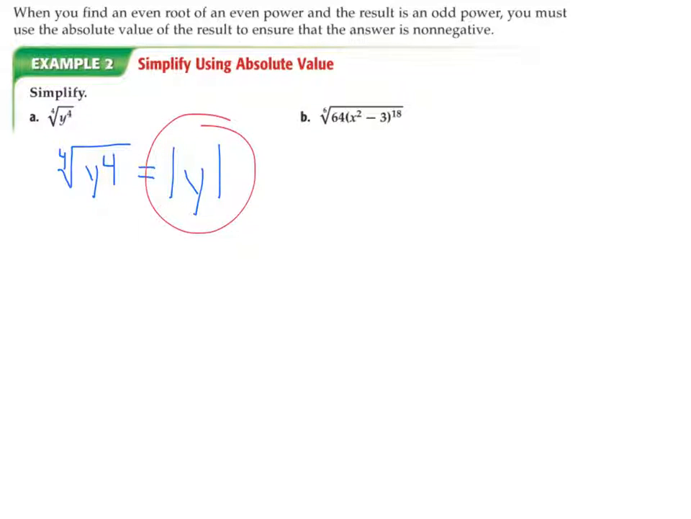Now looking at example B, we're going to do the same type of thing. If we were going to break this down, this is the 6th root of 64 times x squared minus 3 to the 18th power. And if we took the 6th root of this, we would break this down as 2 times x squared minus 3 to the 3rd power. Now, since the index 6 is even, and the exponent 3 is odd, we must use absolute value signs around our x squared minus 3 to the 3rd power.